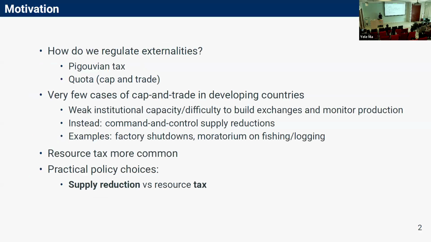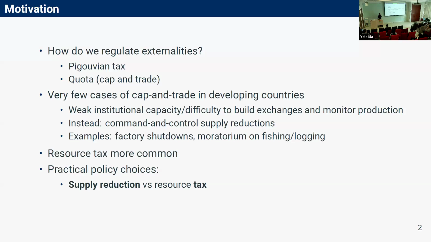So in this paper, we revisit the classical question in economics: thinking about policy instruments that regulate externalities. In the textbook, we talk about two types of policies that regulate externalities, Pigouvian tax and cap and trade. We can think about them as a price instrument versus a quantity instrument.